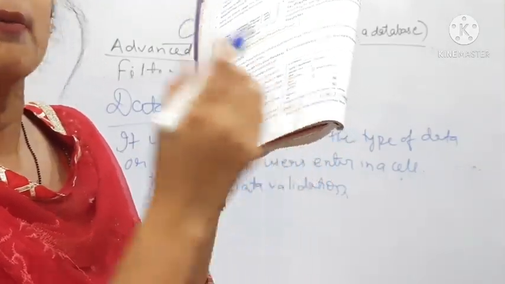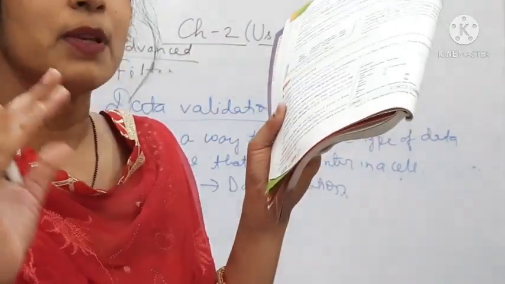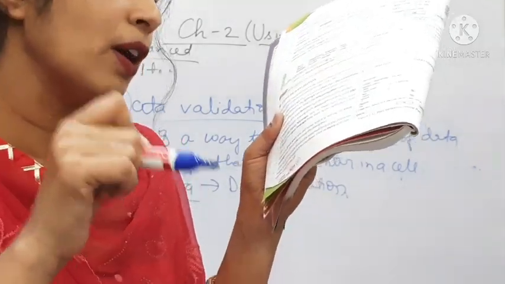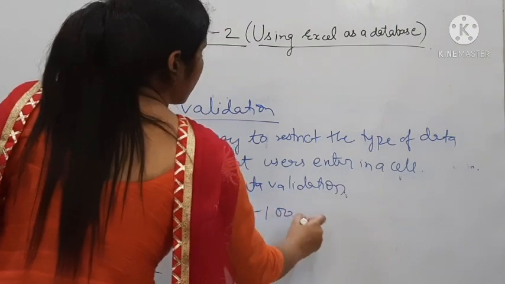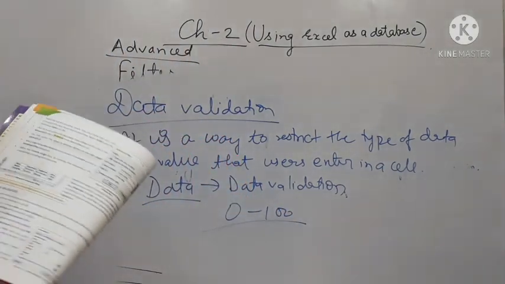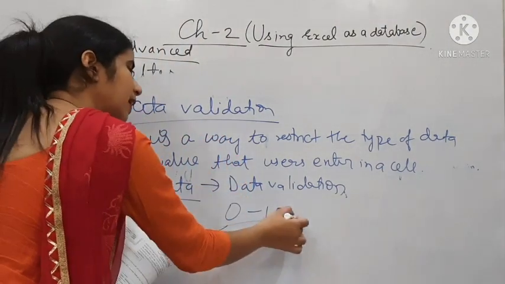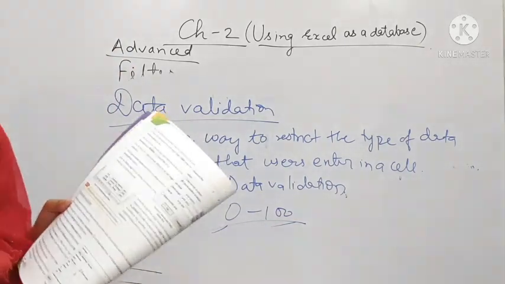Then minimum, which number should be minimum? Means what is the range? Minimum 0 and maximum 100. Our range is 0 to 100. So here what will happen? The numbers that are starting from 0 and ending at 100, only they will be entered there.